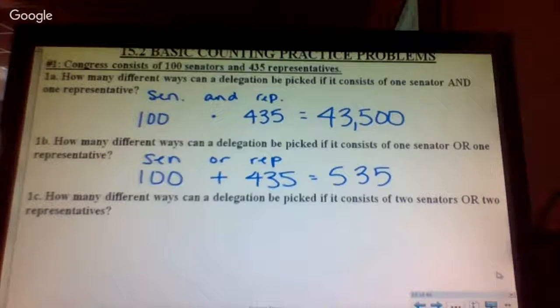How many different ways can a delegation be picked if it consists of 2 senators or 2 representatives? Same. So I've got senator.